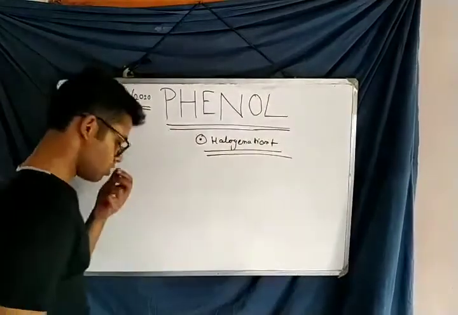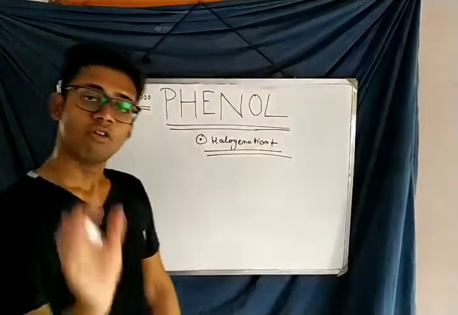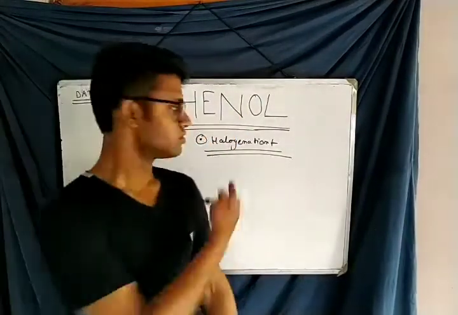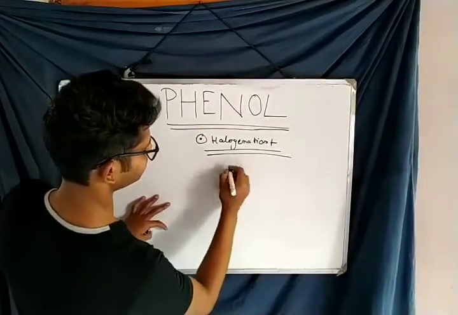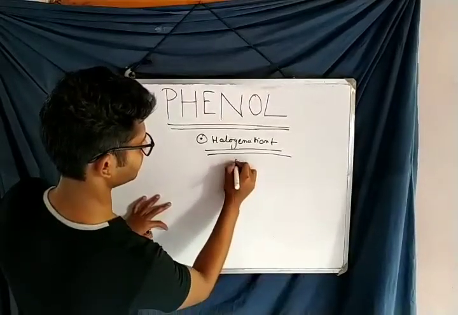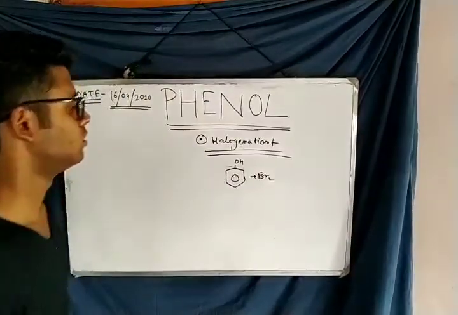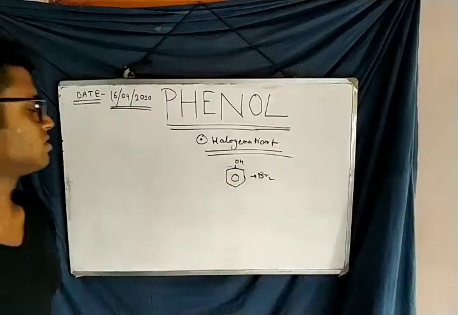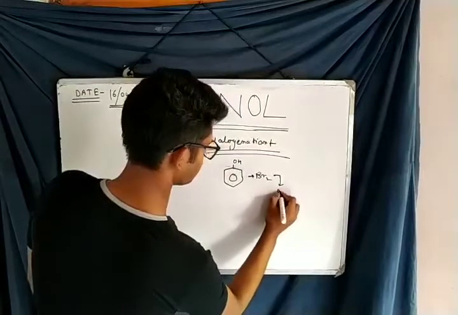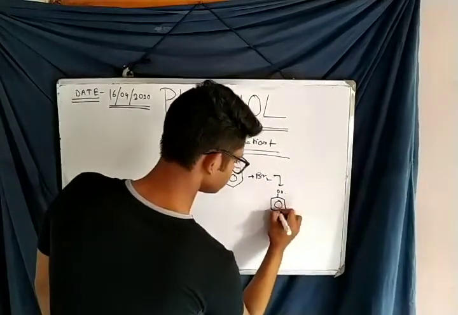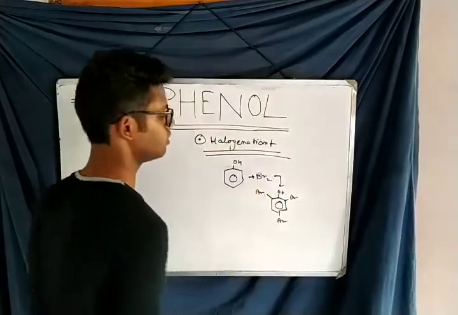So what is halogenation? When phenol is treated with halogen compounds like fluorine, chlorine, bromine, iodine, what will be the product obtained from this reaction? See, concentrate. When phenol, C6H5OH, is treated with bromine, Br2, what is the compound obtained from this reaction? Here phenol is treated with Br2, giving OH and Br. What is the name of this compound?